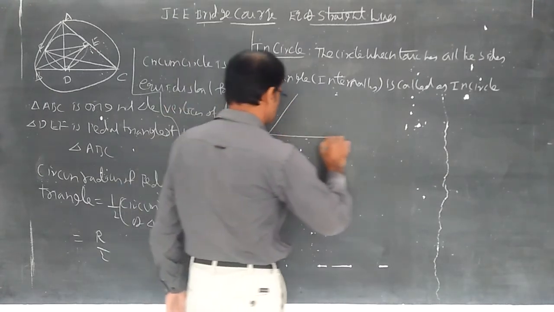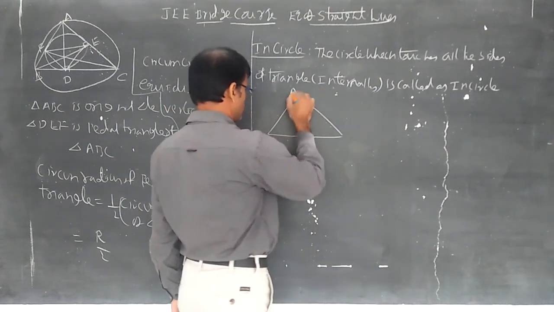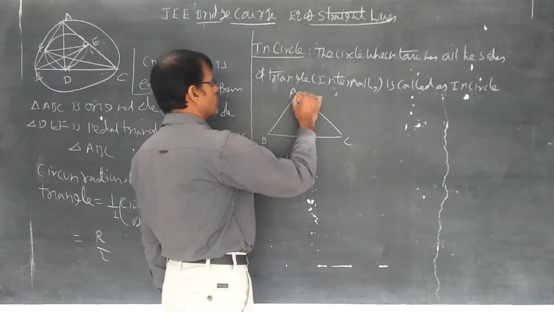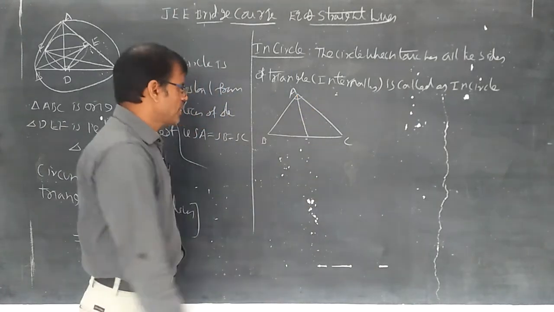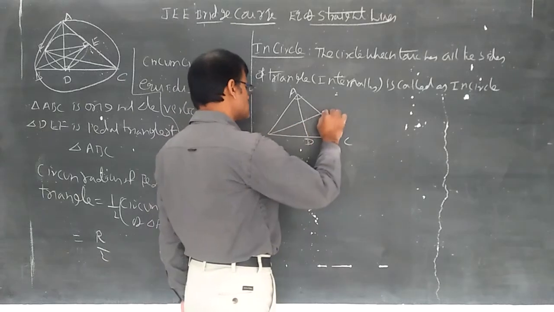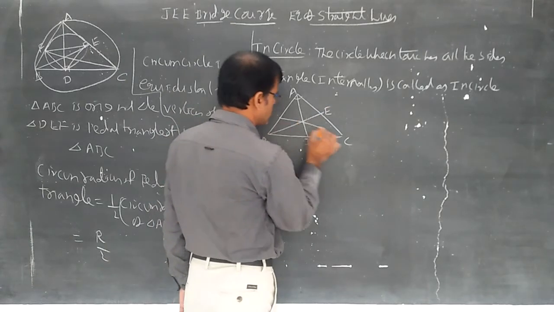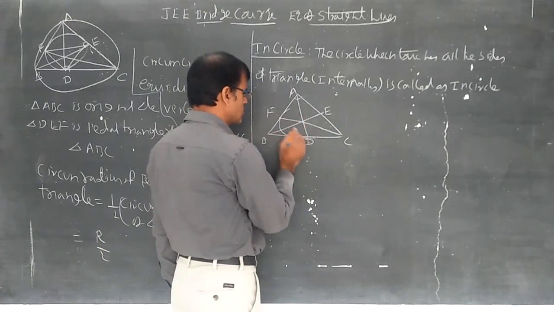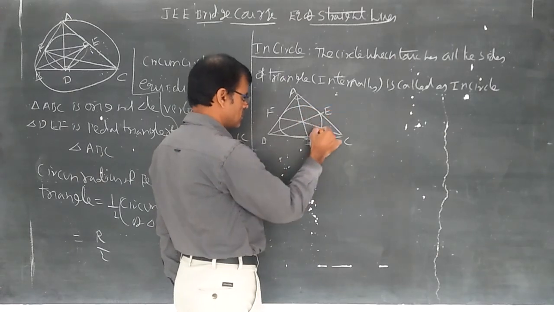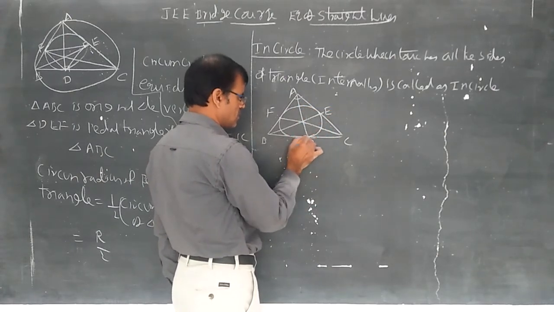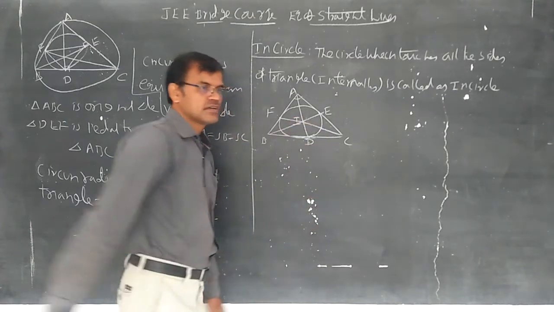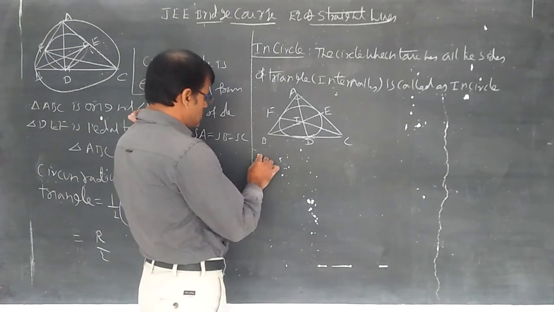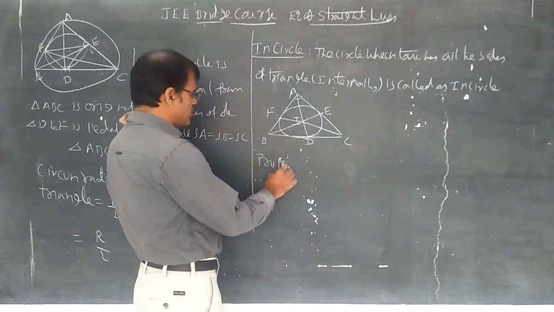First of all, draw triangle. Put names here A, B, C. Students, we know that the incenter is the point of concurrence of internal bisectors. Here put D, E, F based on this one. You should draw like this. This is the incircle, I is the incenter. That's all. There are no proper properties.